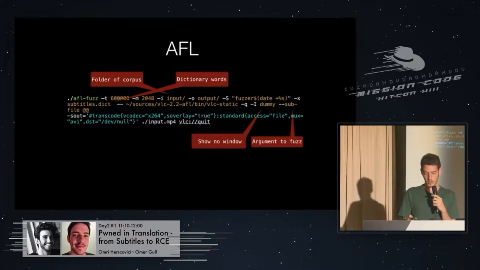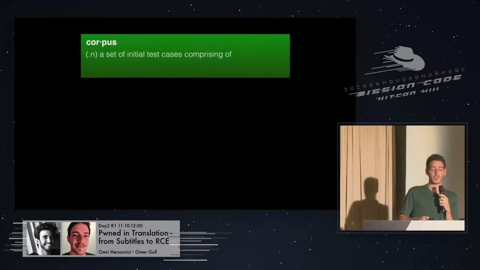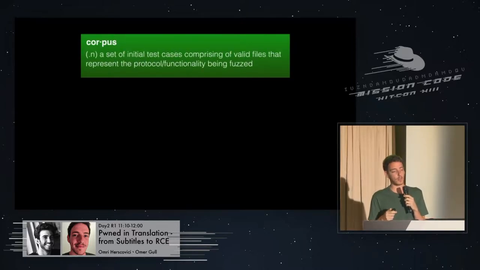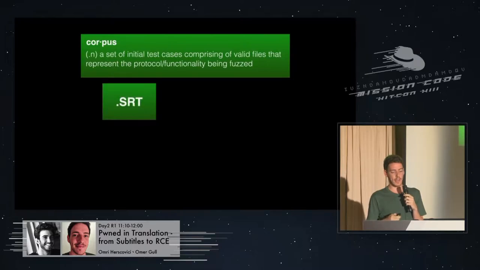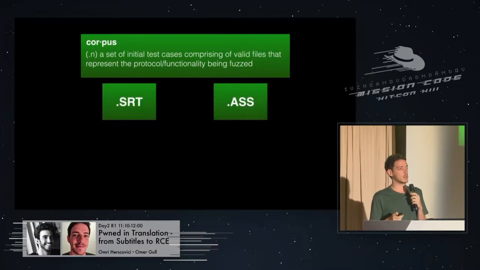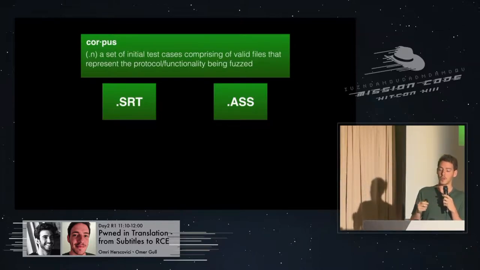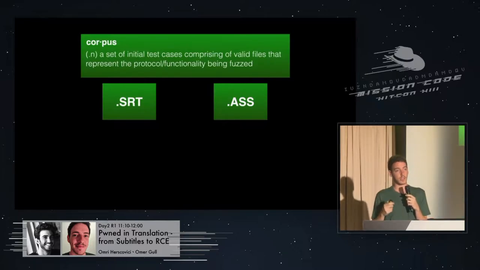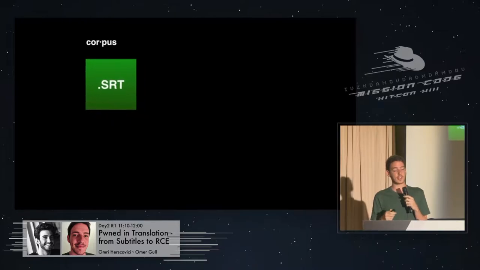And so what is the corpus? A corpus is a set of initial test cases comprising valid files that represent the protocol or functionality that is being fuzzed. And we planned to start with SRT and ASS simply as these were the formats that we researched first. And so for our corpus, we cherry-picked various of those files that incorporated some of the more exotic features we discussed earlier. So this is the basic time convention of the SRT format.